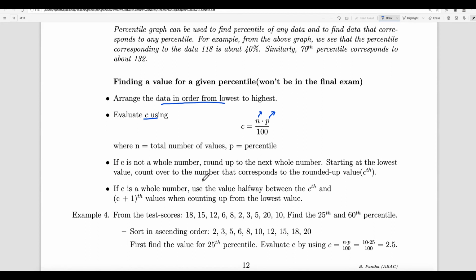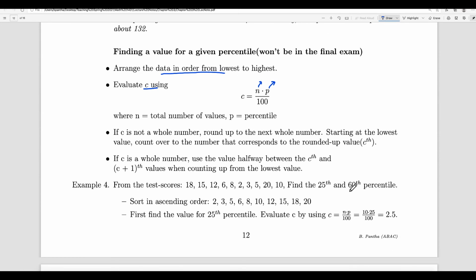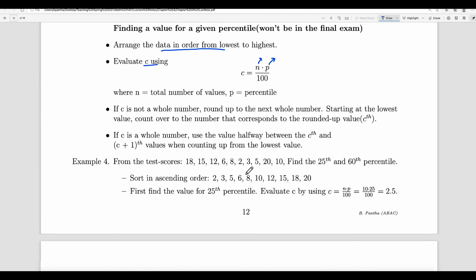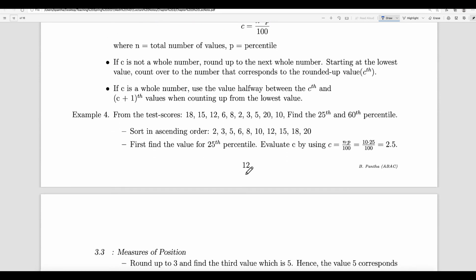Starting at the lowest value, count over to the number corresponding to the rounded up value. If C is a whole number, then use the value halfway between the Cth and the (C plus 1)th value when counting up from the lowest value. You will see one example, then things will be clear.